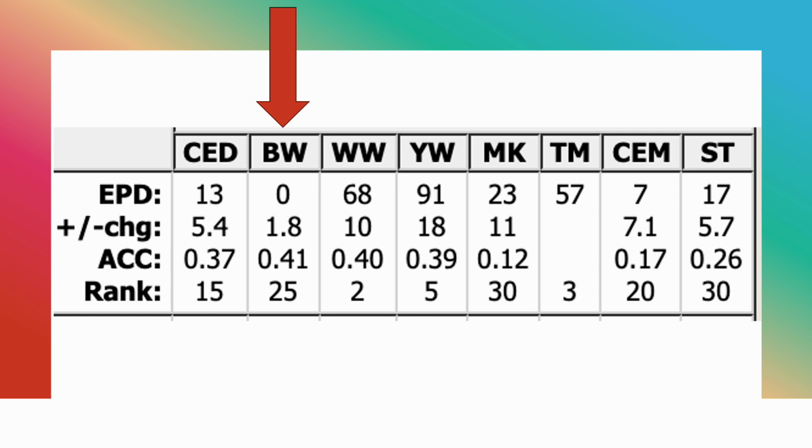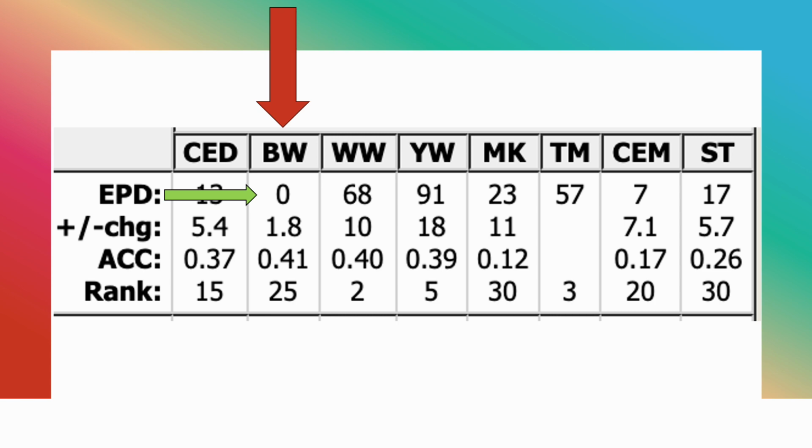Okay, back to the evaluation. The top number, as you can see, is the EPD. Just follow the rows across. For birth weight, it is the EPD value of 0. For weaning weight, it is 68. Yearling weight, 91, etc., etc.